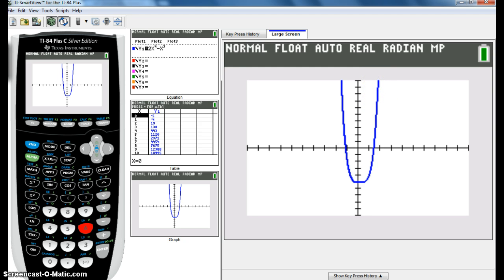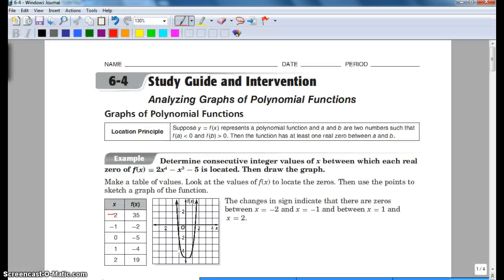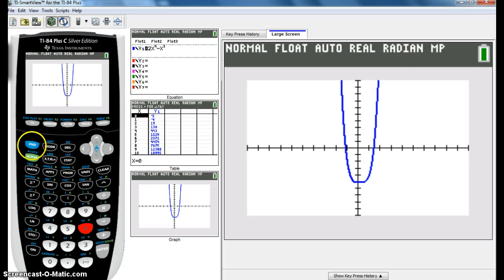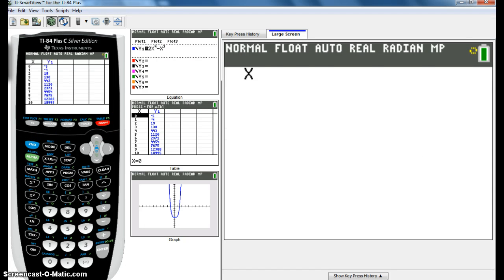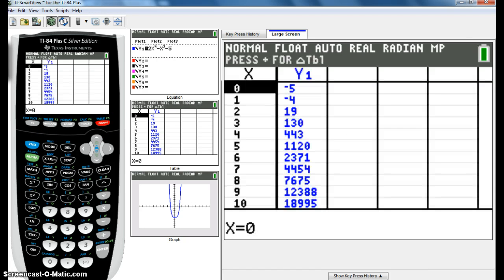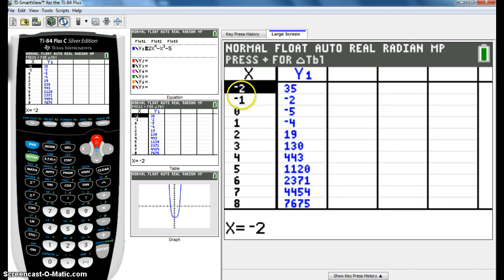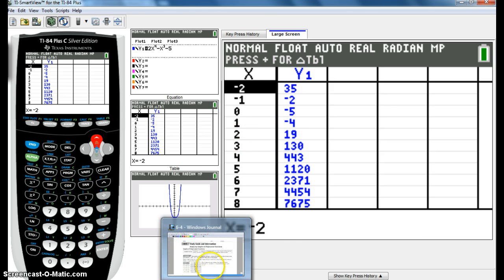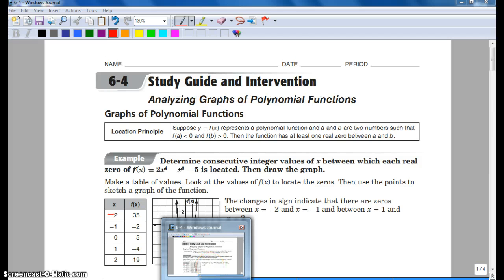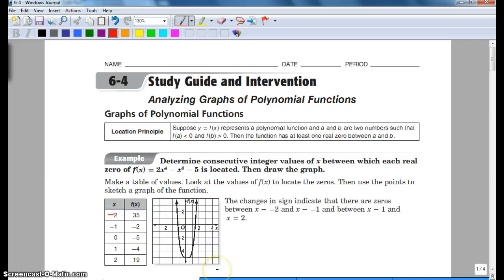Okay. So if we go back to our problem, again looking at these 5 values, we'll hit second and then graph. This particular menu is fantastic because it portrays the xy values. And as you can see, negative 2 gives us 35, negative 1, negative 2, 0, negative 5, 1, negative 4, 2, 19. And we can see that as they provided for us on the xy table. So let's go ahead and take a look. The graph is in fact the same graph.